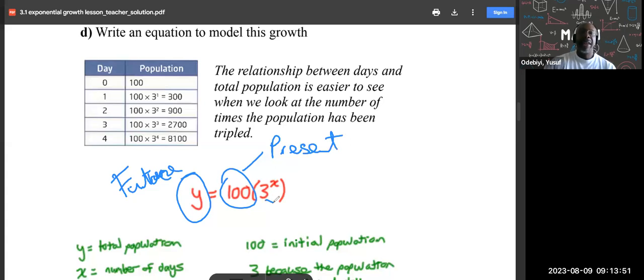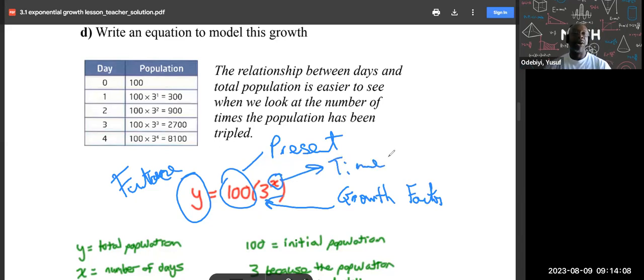Okay, and this is like the growth factor. And then here, that is the time for growth. It actually tells you right here. Actually, I didn't even realize it's down here. So y is the future, the 100 is the present or the initial population. 3 is the growth factor, right? How much it grows. It grows like 3 every day. And then x is the time.